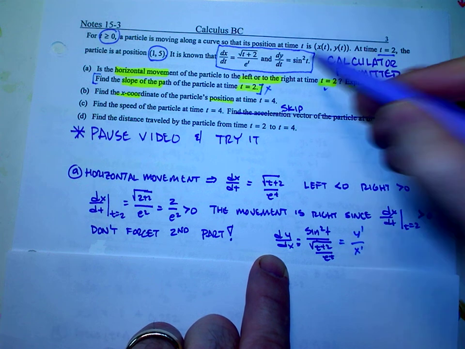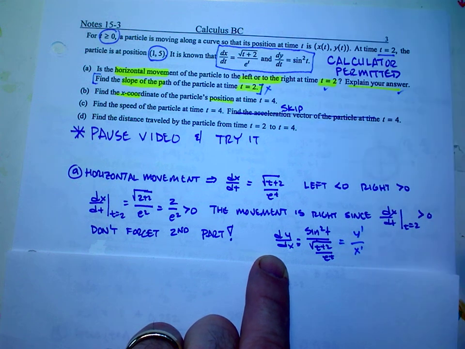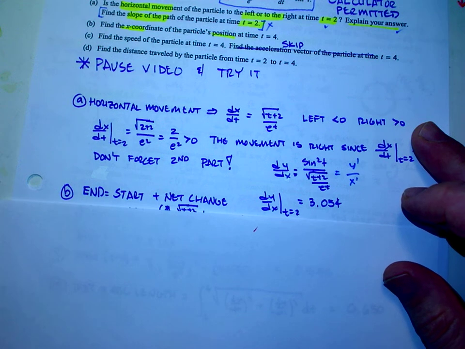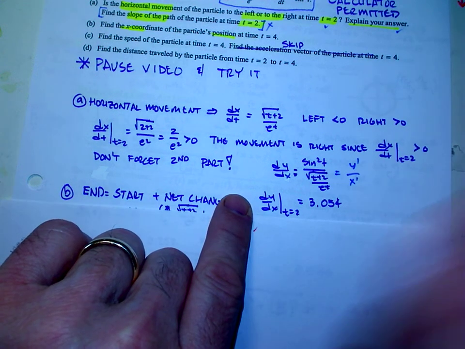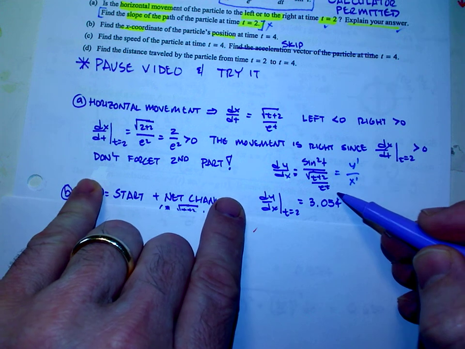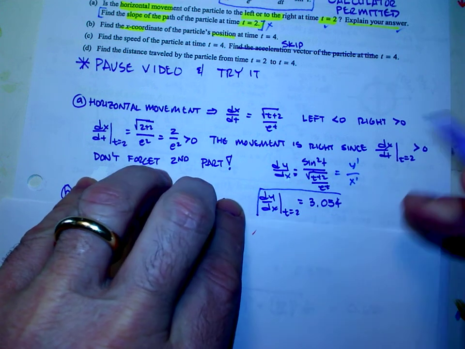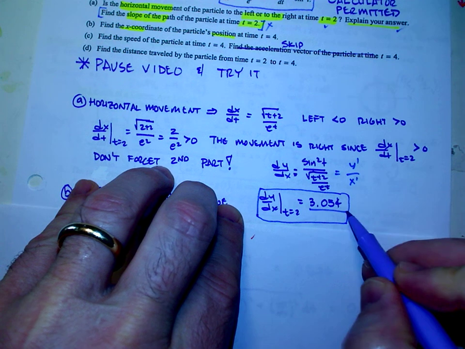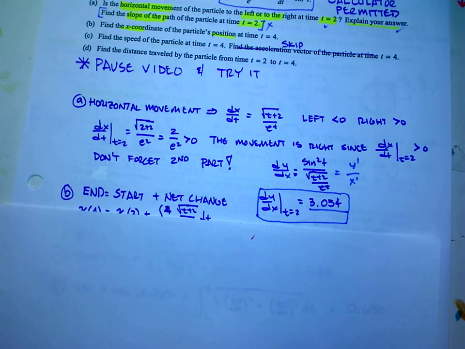So the y prime equation is given to us, the x prime equation is given to us. We just now need to evaluate that. Since this was calculator permitted, I didn't worry about anything else. I just put that in my calculator with the value of 2 for t, and that gave me the value of 3.054. Boom. We are done with part A.